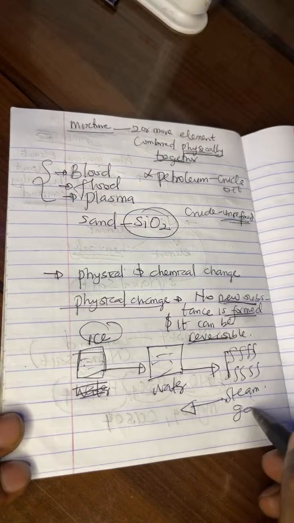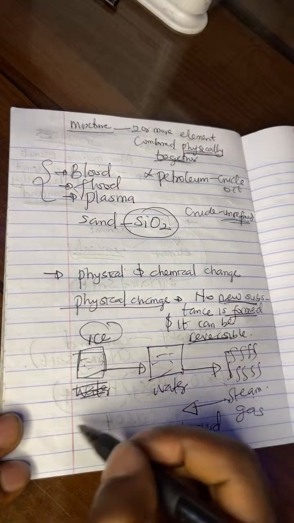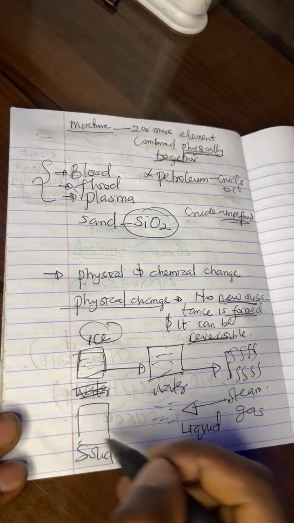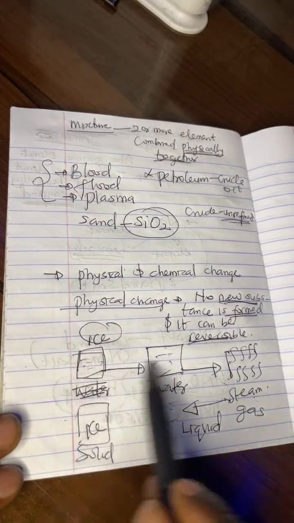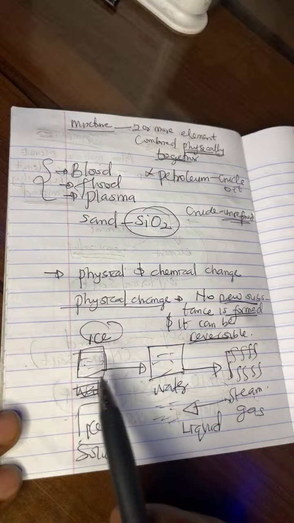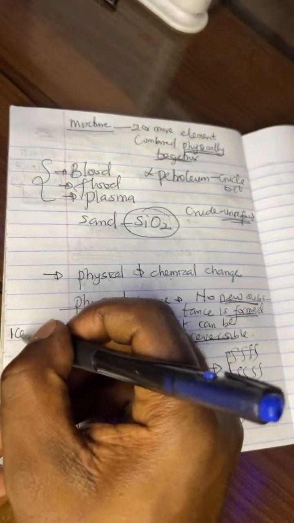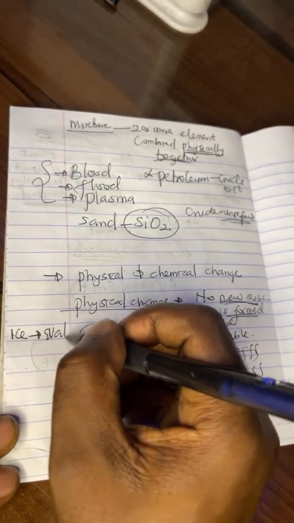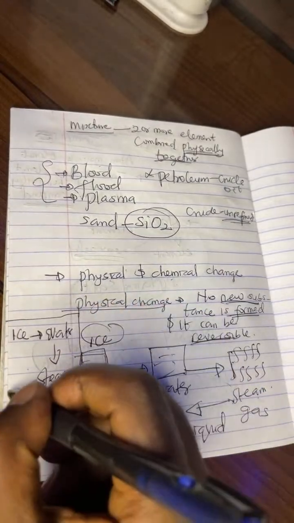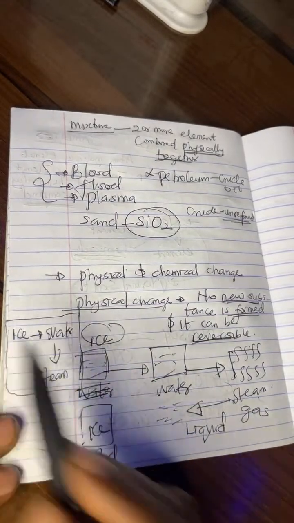Then from gas, it can turn to liquid, and it can turn to what? Solid. It can turn to liquid, and it can turn to solid, which is ice. So can you see, it can go this way and it can go this way. So it is reversible. So JAMB will ask you: conversion of ice to water to steam is what type of change? It is a physical change, because it can go both this way and this way. Do we get that?